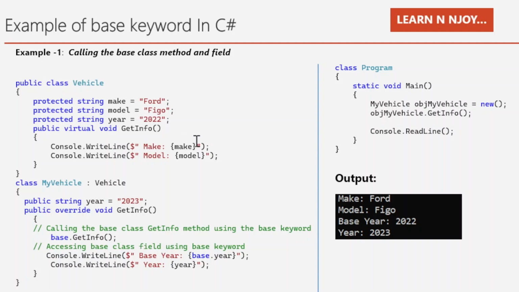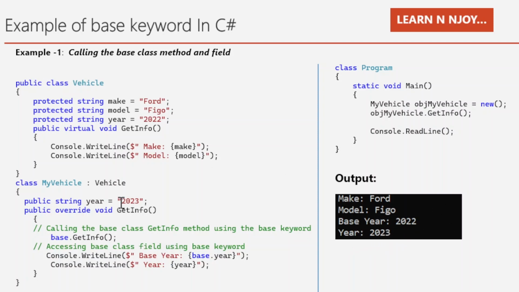Here these two statements, make and model, would get printed, and then the next statement, console.writeLine base year. Base.year is equal to 2022. It should get printed, and then finally I'm just printing year. So year is going to come from this year variable which is defined in this my vehicle class. Okay, so this value should get printed. If you see this output, make Ford, model figure, base year 2022 and year 2023 got printed.